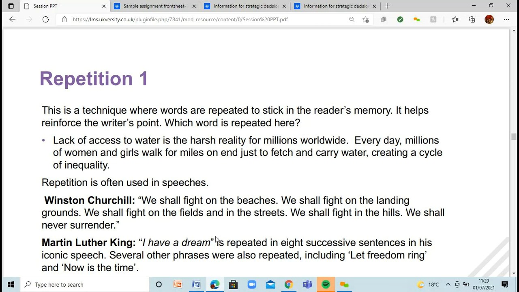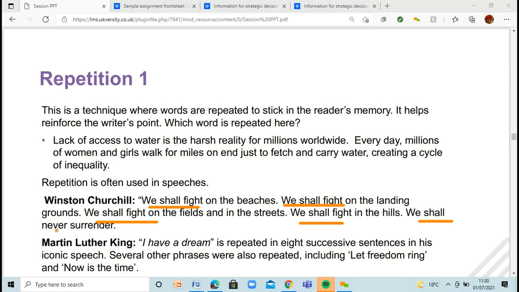So we've got Winston Churchill, a speech that he did. He did, we shall fight on the beaches. So he repeats, we shall fight, multiple times. We shall fight on the landing grounds. We shall fight in the fields. And we shall fight in the hills. And we shall never surrender. So you've got we shall, we shall, we shall. Last one, we've changed it slightly.